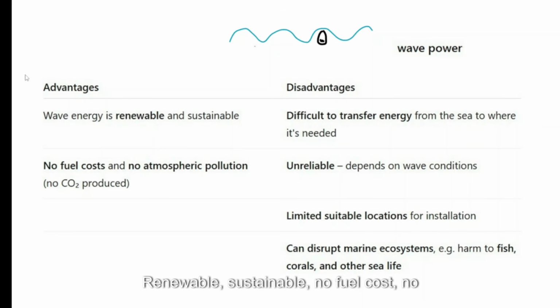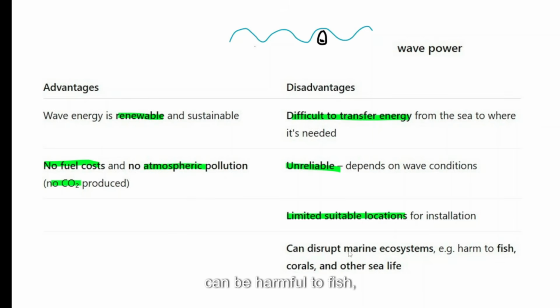Wave power, renewable, sustainable, no fuel cost, no carbon dioxide or any other atmospheric pollutants. Disadvantages: it's difficult to transfer energy from the sea to where you need it, probably to a far place in the land. It's unreliable, depends on the wave conditions, limited suitable locations for installation. Can disrupt marine ecosystems because it can be harmful to fish, corals and other sea life.